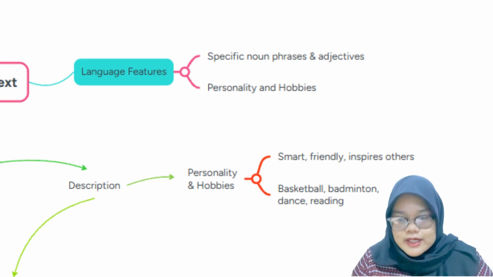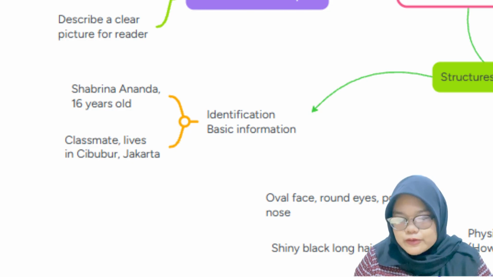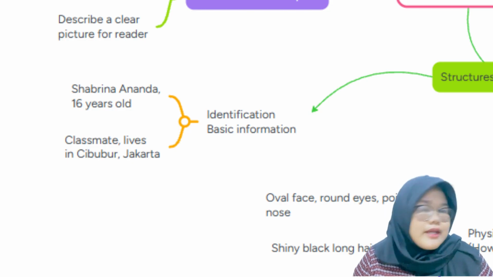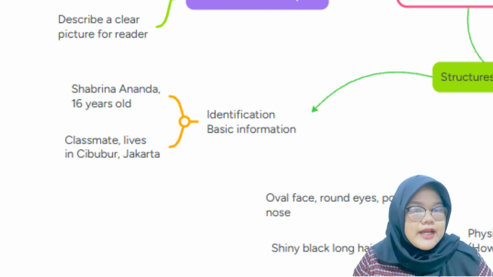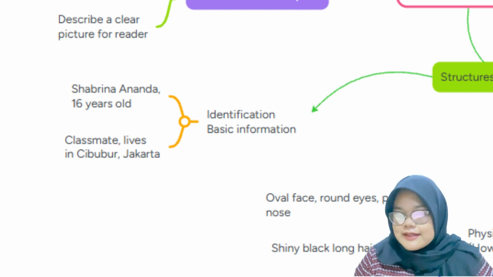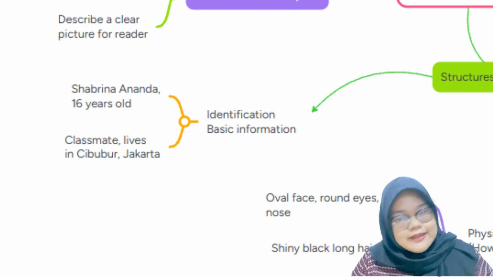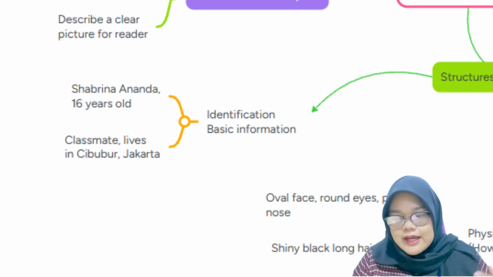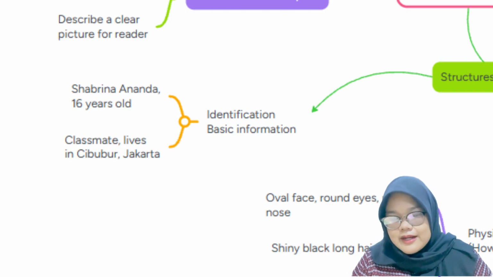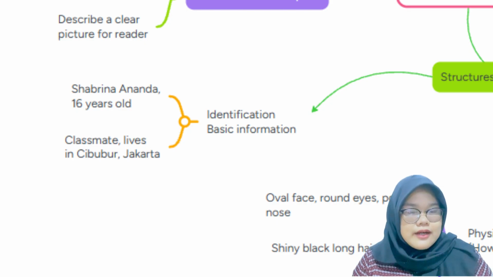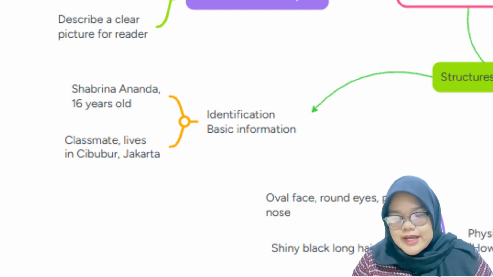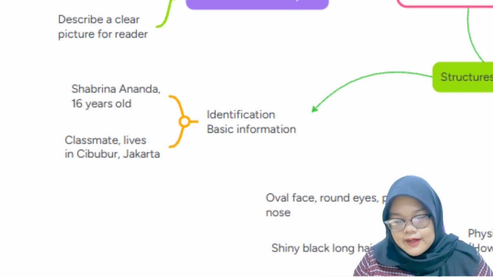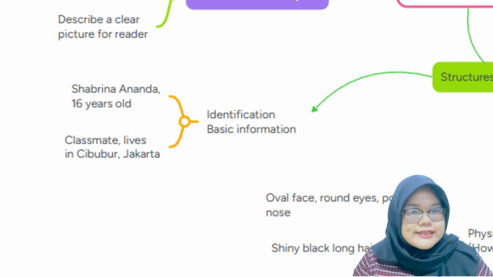We will move to the structure of the descriptive text. The first one is identification. Identification is basic information to the reader about the subject that we will talk about in the text. Like in the text, we will talk about Sabrina Ananda. Okay, Sabrina Ananda, or we call her Sasha. She is 16 years old. She is a classmate of the writer, lives in Cibubur, Jakarta.